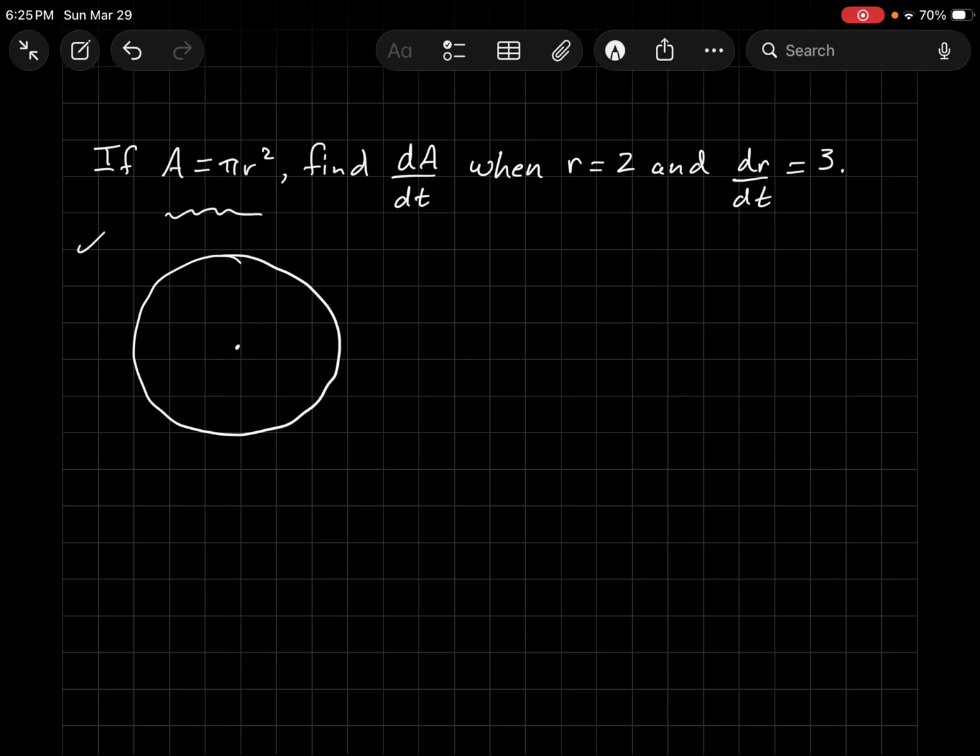And of course, a circle has a radius. Now, should we label this, if we were labeling, r, or should we label a number? Well, it says r equals 2. So you might think, well, we'll just plug 2 there instead of r. But it also says that dr/dt equals 3. Which means my radius is changing in the context of the problem. So if I were to label this appropriately, I should call it r.